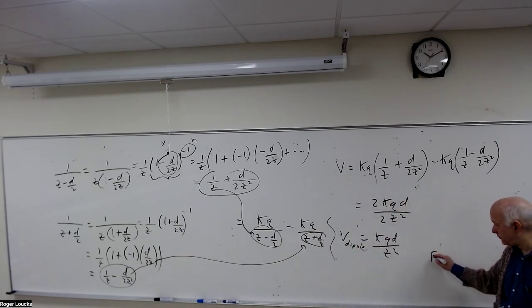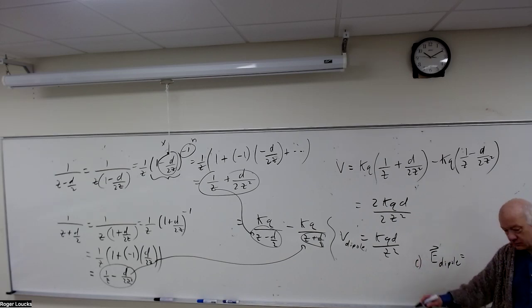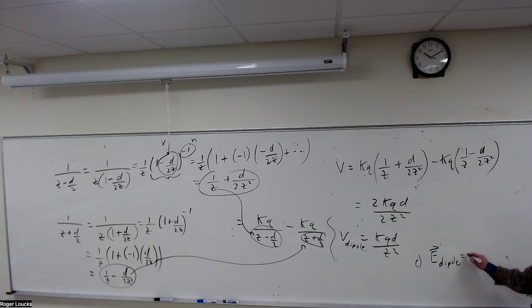If I wanted the electric field for a dipole, what would I then do? This is a part C. Negative gradient of V of this dipole.